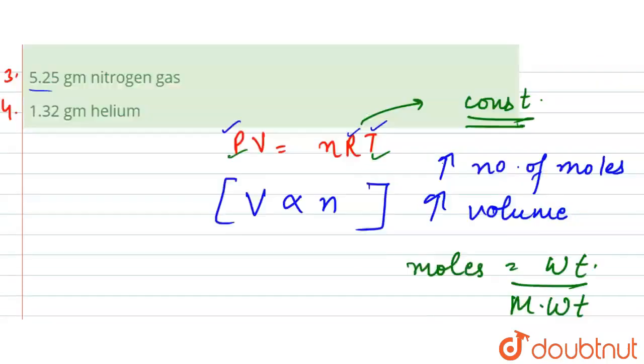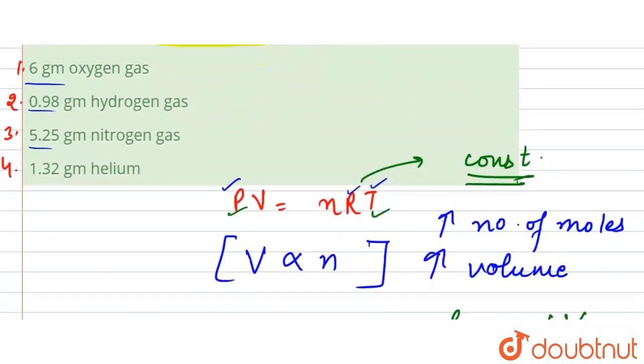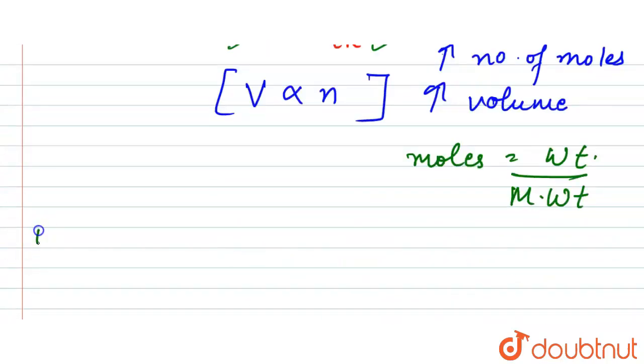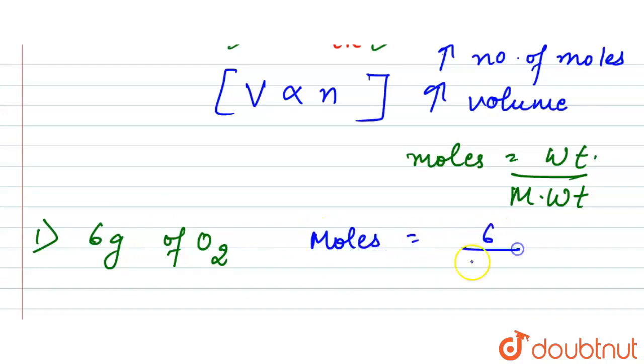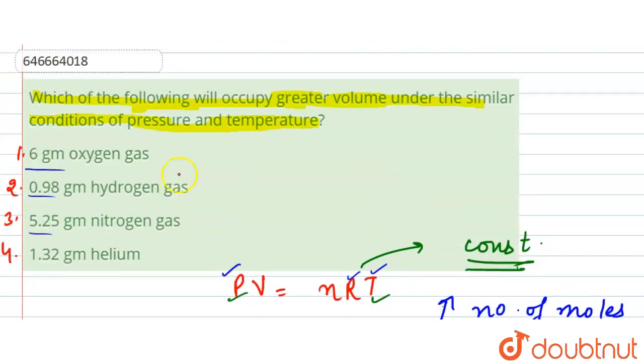Now we will find it for each option one by one. First is 6 grams of oxygen gas, that is, 6 grams of O2. For this, moles is equal to the given weight, 6, upon the molecular weight, which will be 32, because here we have O2, the gas given to us. So we get 0.1875. We got the moles here. Let's write it down so it will be easy.